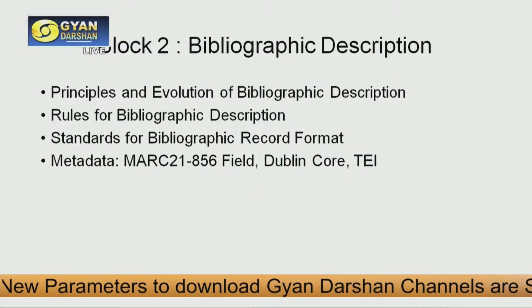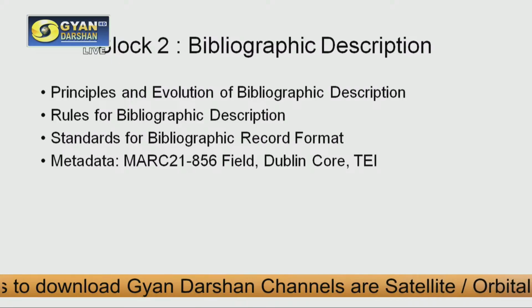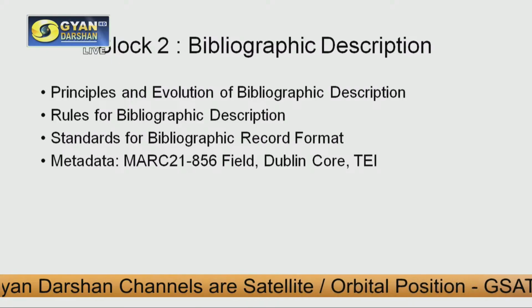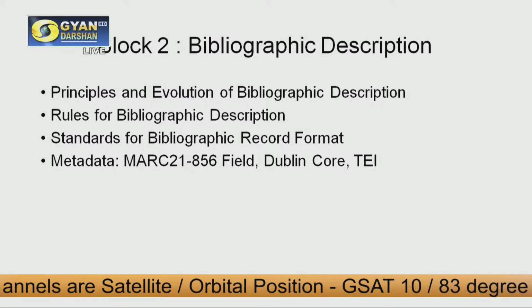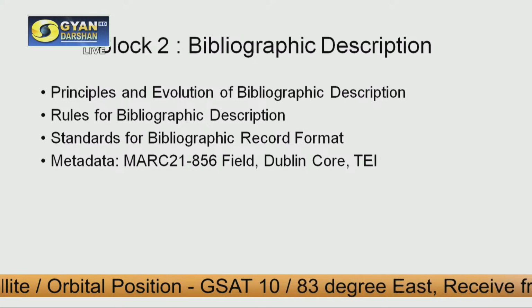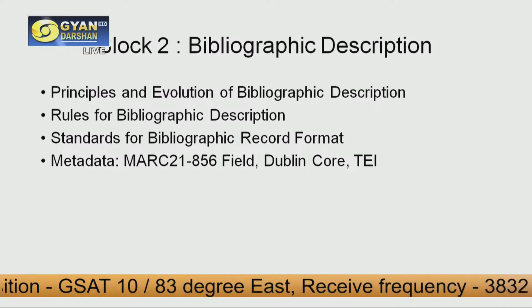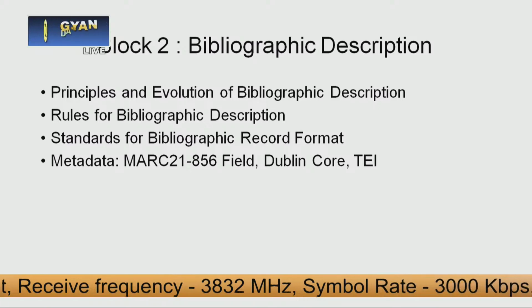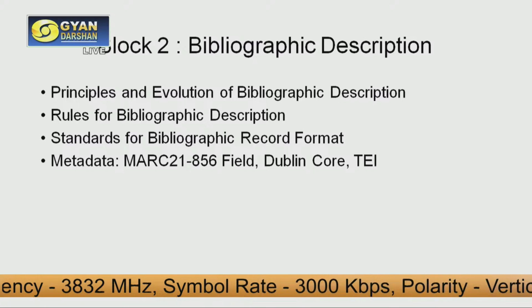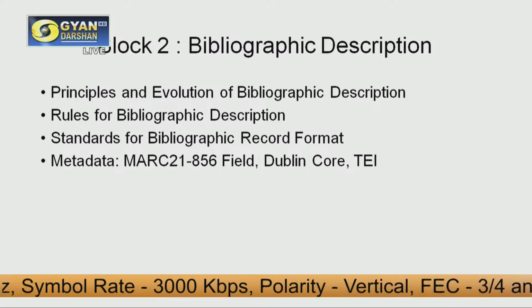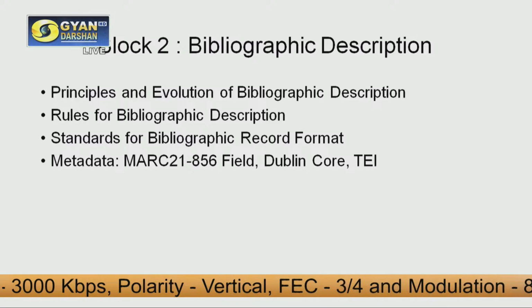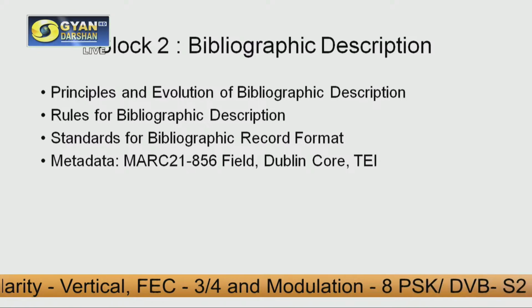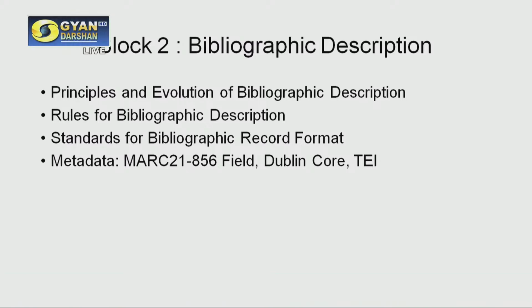Now let us move on to block 2, and block 2 is bibliographic description, which you have also been introduced to at the bachelor's degree, but here with a continuation we move on to a higher level. We start with the principles and evolution of bibliographic description, a little bit of historical account, and then the next unit is rules for bibliographic description, where we discuss the cataloging codes, and then the standards, wherein we talk of the different standards, that is the MARC, Unimarc and others.